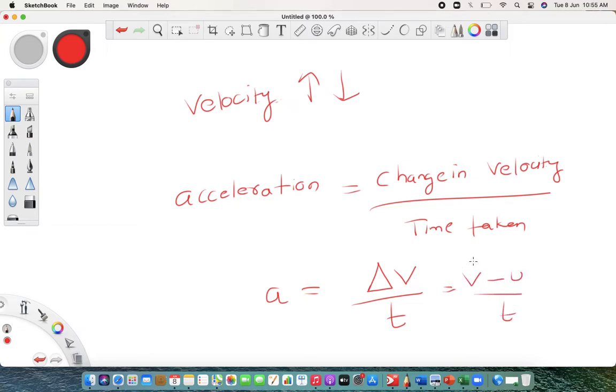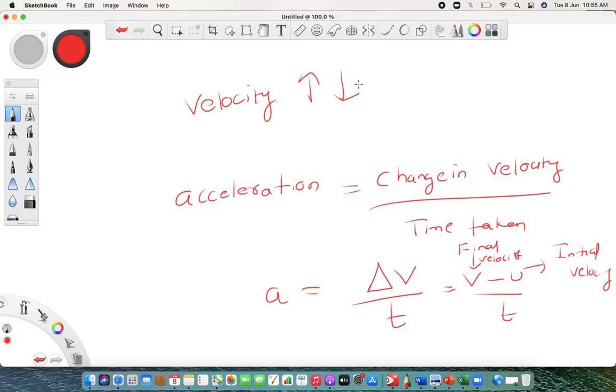Okay, so what is v? This is final velocity, right? And what is u? That is initial velocity. Okay, that gives you change. Simple. So change is what? Final velocity minus initial velocity upon time taken. That's it. So acceleration is what we say, change in velocity upon time taken. A is equal to delta V upon t.